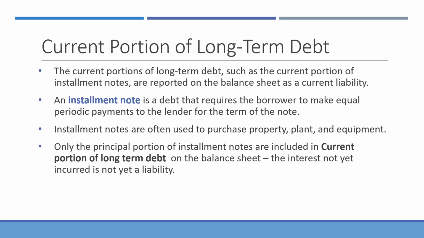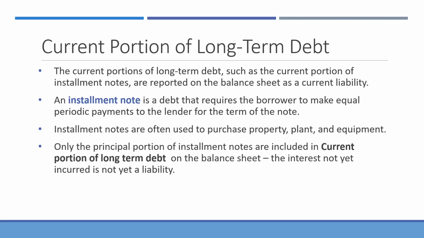So if we think about our long-term debt general ledger account, we have a T account, and if our long-term debt is $1 million, the current portion of long-term debt and then the long-term portion of long-term debt, added together, have to be $1 million. And the interest not yet incurred is not yet a liability for that long-term debt. So that's not going to be included in the current portion of long-term debt.